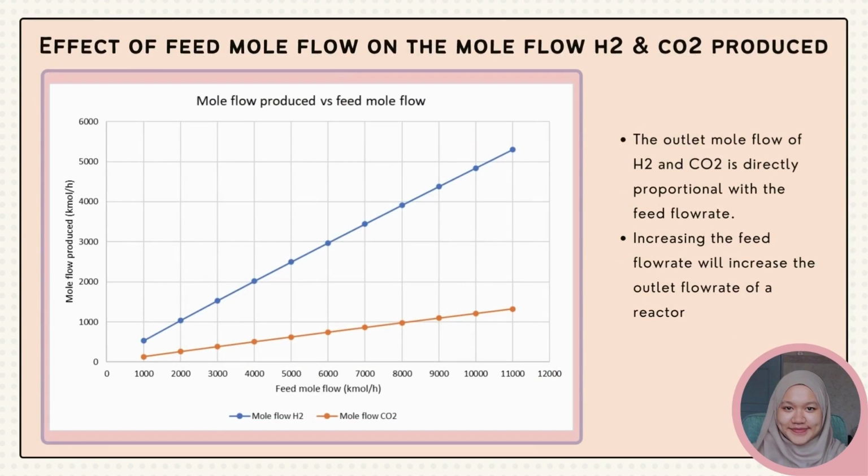Third, the effect of changing feed mole flow towards the mole flow of hydrogen and carbon dioxide produced. As the feed flow into the reactor increases, the mole flow of hydrogen increases while the mole flow of carbon dioxide also increases. The outlet flow of hydrogen and carbon dioxide is directly proportional to the feed flow rate. Increasing the feed flow rate will increase the outlet flow rate of a reactor.